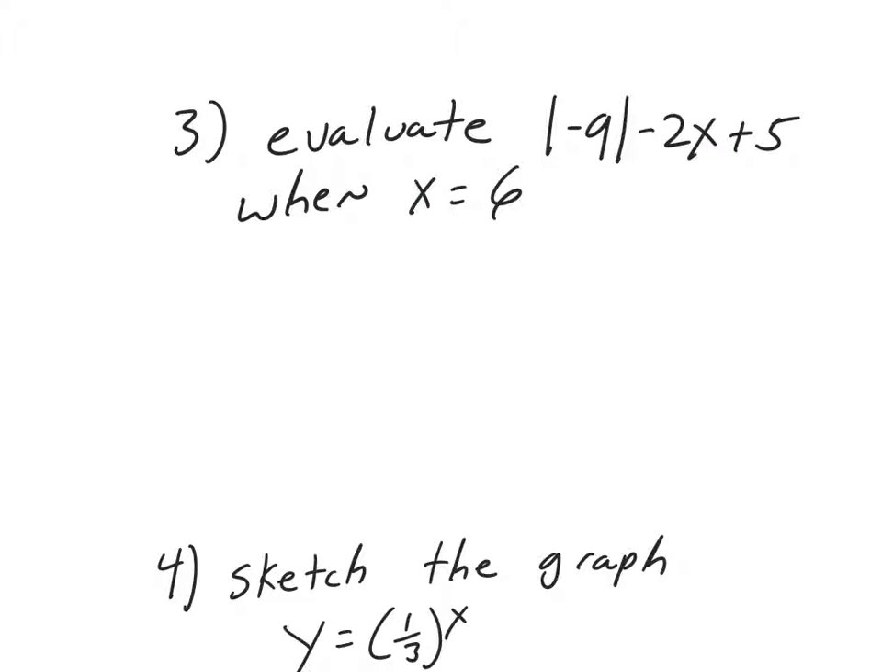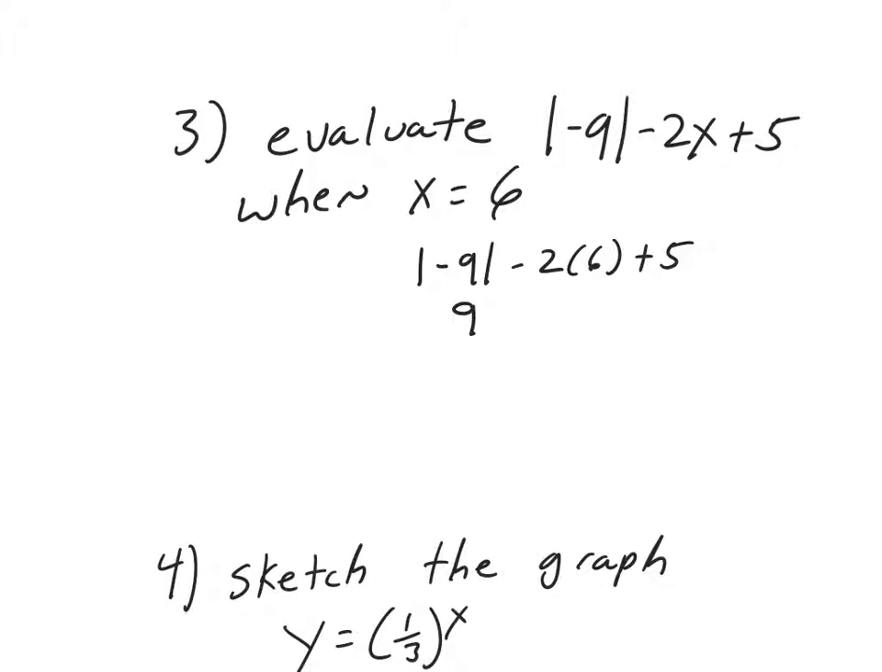On number 3, it says evaluate the absolute value of negative 9 minus 2x plus 5 when x is equal to 6. So we just substitute in 6 for x. We'll get absolute value of negative 9 minus 2 times 6 plus 5. Alright, so absolute value of negative 9 is positive 9.